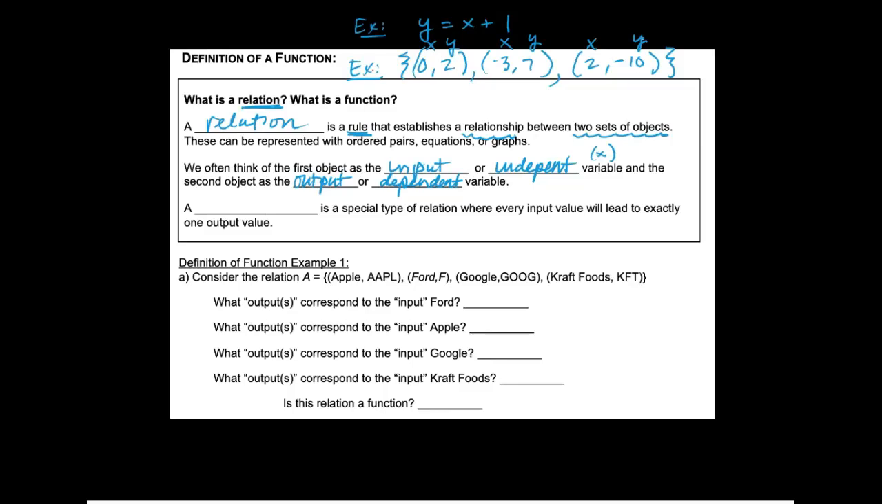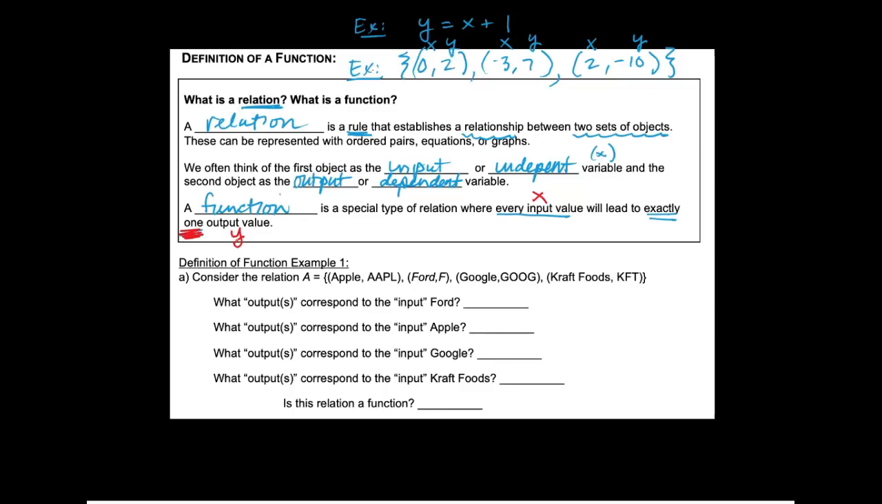And we have a special type of relation called a function, which is a relation where every input value will lead to exactly one output value. And the important part is the exactly one. Okay, so every input or every x will lead to exactly one y. And so let's look at some examples so we can play around with different relations and whether or not they're a function or not.